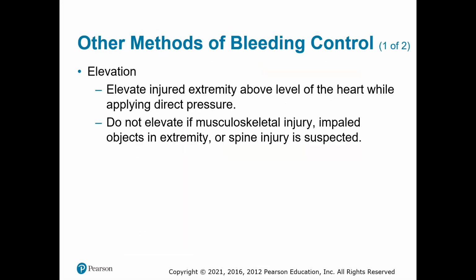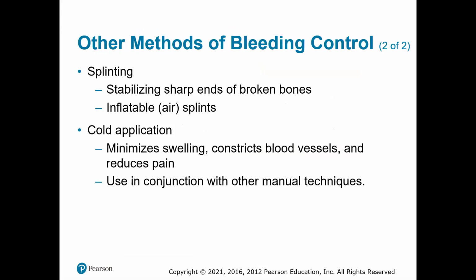You can try to elevate an extremity above the level of the heart to try to just slow down that bleed, as long as we don't have a musculoskeletal injury, an impalement, or any C-spine or spinal injury problems. Splinting helps stabilize. It helps with pain, and it helps if there are broken bones rubbing together and causing more bleeding. Splinting will definitely help.